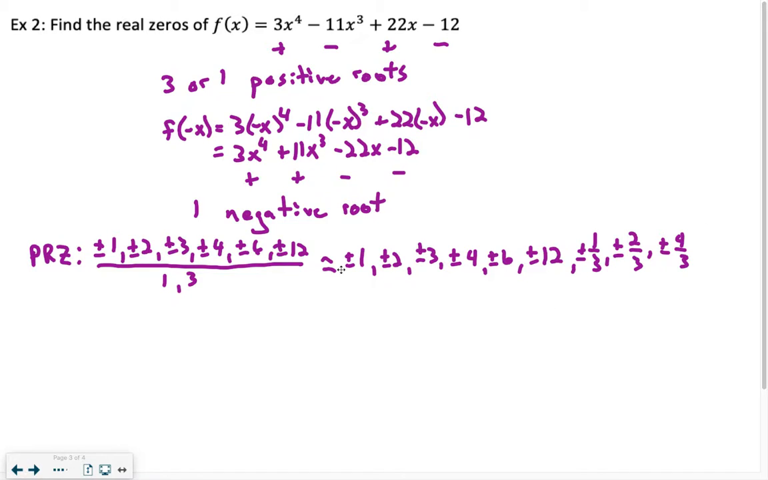So now let's try plugging some of these in and seeing what we get. So let's start with our smallest positive root. That would be 1. List out the coefficients here. But notice we are missing an x squared term. I need to put in a 0 placeholder for the x squared. Don't forget that step whenever you're synthetically dividing.